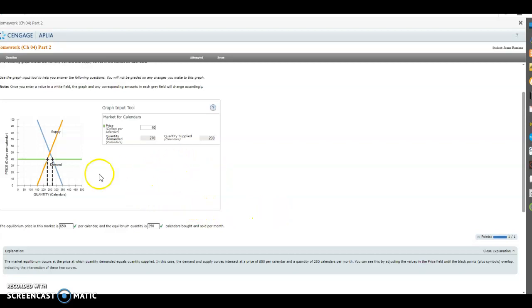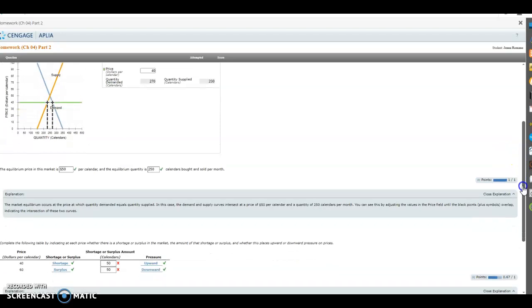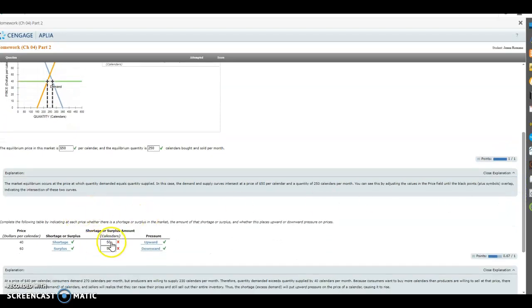So here you'll see that, of course, when you're below the equilibrium, the quantity demanded outweighs the quantity supplied. Quantity demanded is 270, quantity supplied is 230, and the difference there is the size of the shortage. So 270 minus 230 gives you a shortage of 40 units. So this would be changed to 40.